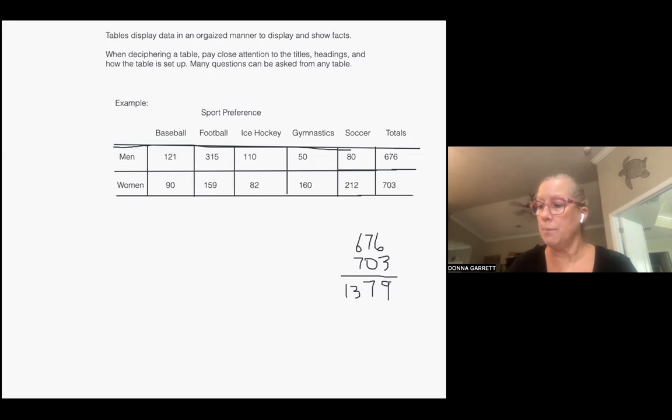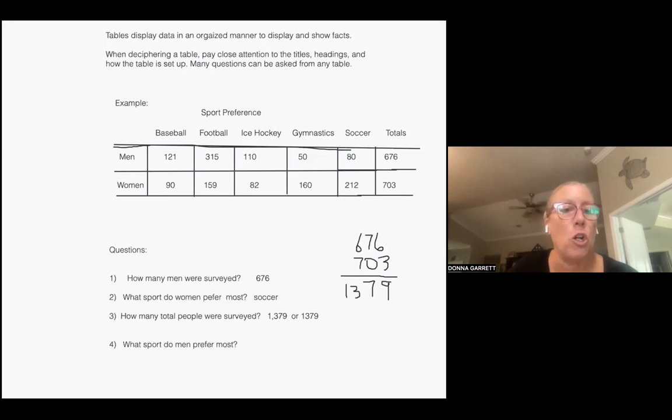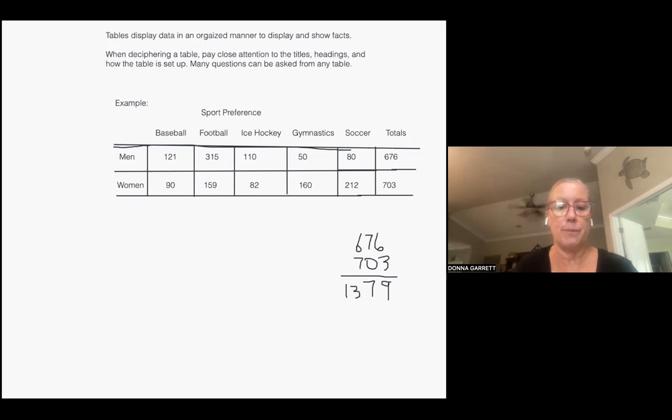4. What sport do men prefer most? All right, looking at the chart, let's look at the highest number for men, and that's football.